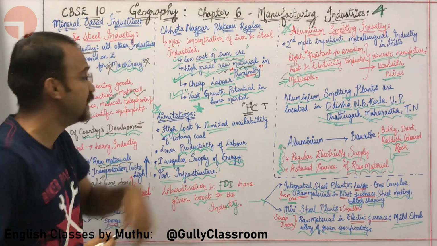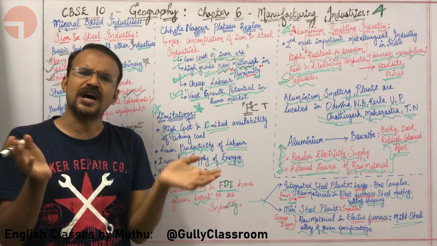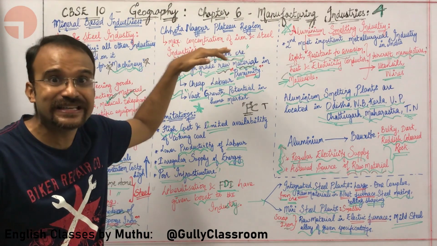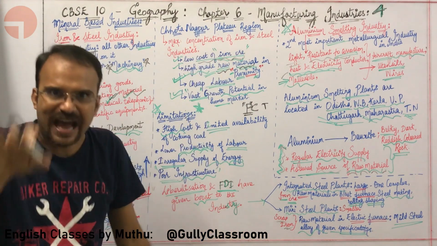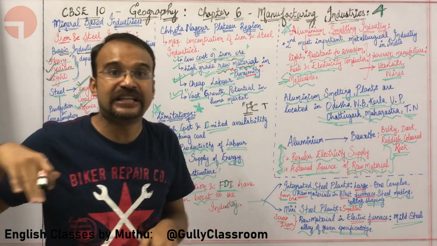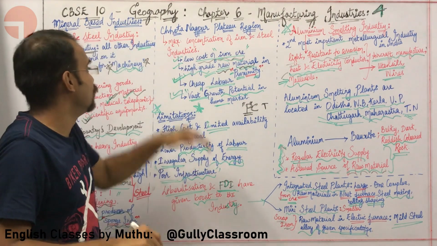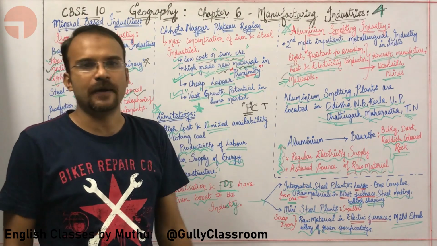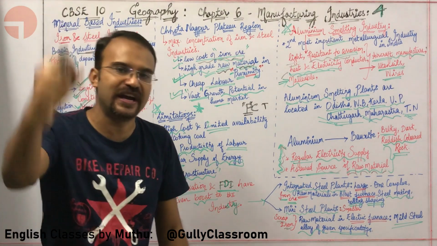What is the third point? Around Chota-Nagpur Plateau, you have cheap labor. Sir, what is the last point? There is a vast growth potential for iron and steel industry in the home market. There are a lot of constructions happening in India. There are many industries developing in India. They will need a lot of iron and steel. So, the iron and steel industry will flourish in India because we consume a lot of iron and steel.